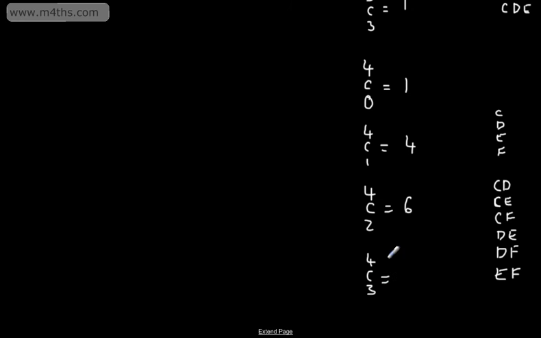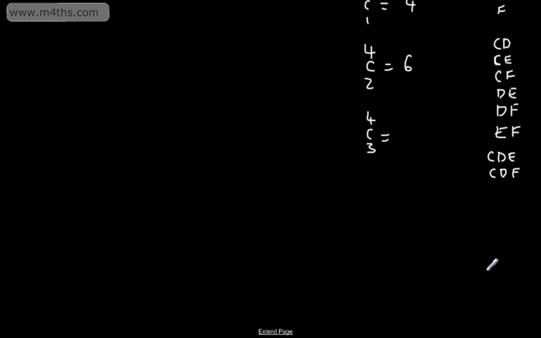4C3. 4 items, and how many different ways can we choose 3? So if we consider, we'll have a cat, a dog, an elephant. We can have a cat, a dog, and a frog. Perhaps we should have gone for fish to avoid this. We could have a cat, an elephant, and a frog. We can have a dog, elephant, and a frog.